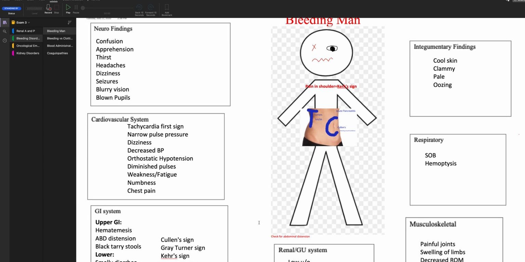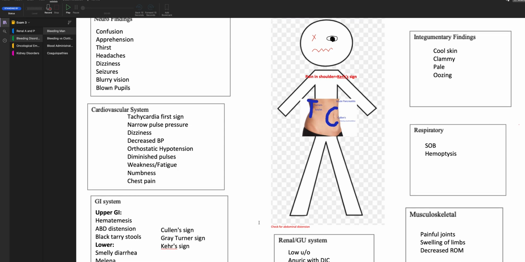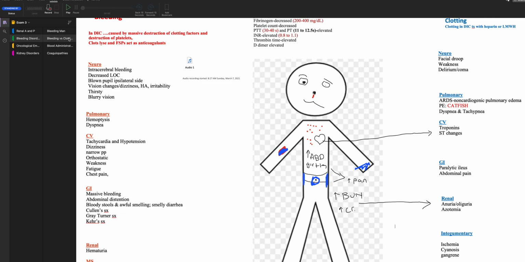Shortness of breath, hematemesis, they might have that. And then musculoskeletal would be like painful joints and swelling of the limbs that I just talked about. Now let's review bleeding versus clotting, okay? So we kind of just talked about all this bleeding, okay?